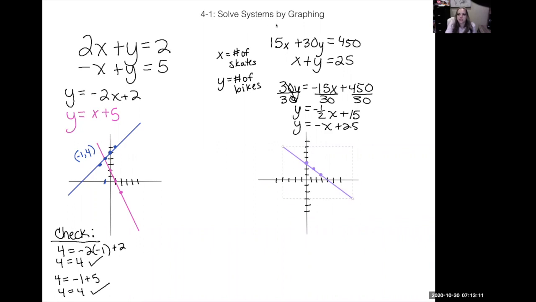Change the color, and we're going to graph this one. So we have a y-intercept at 25. So 5, 10, 15, 20, 25. Whoops, didn't mean to do that. Oh, that's nice. I moved my line. Let's go back to this one. Okay, 25.